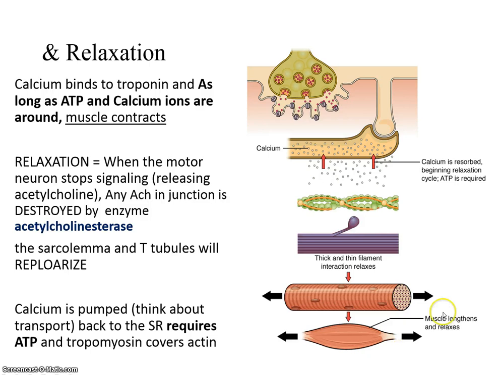All right? So we then relax the muscle by returning all this, resetting everything. After we've done a contraction, we can begin to relax. In order to relax, we've got to move that calcium back. So the calcium has to come off the troponin, which allows the tropomyosin to come back and reposition over the myosin binding sites on actin.